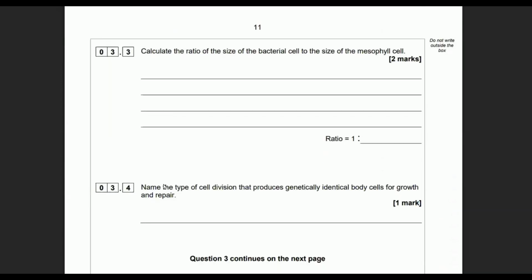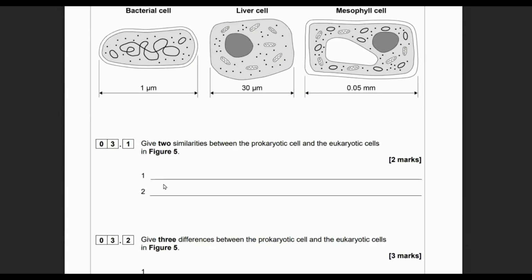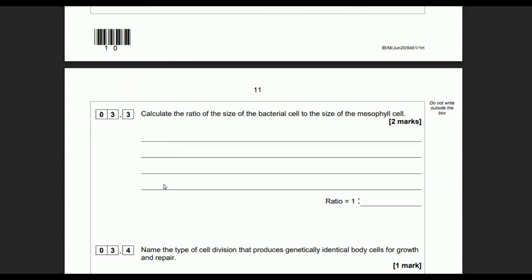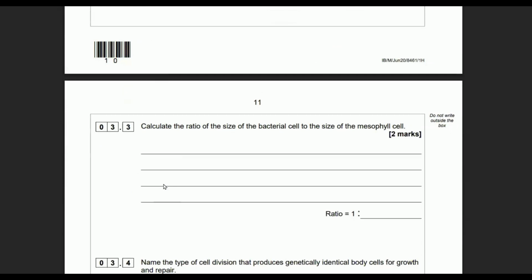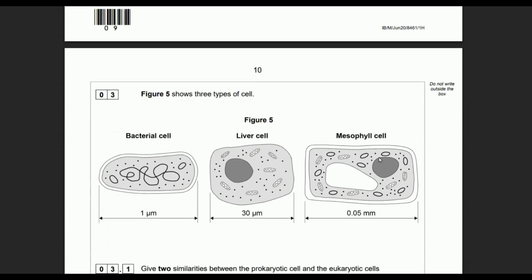3.3, calculate the ratio of the size of the bacterial cell to the mesophyll cell. So we want to do the ratio of the two cells. So the ratio is 1 for the bacterial cell. What is the mesophyll cell? Generally, plant cells are eukaryotic cells. They're going to be quite a bit bigger. First thing I need to do is study this. Say that's in micrometers, that's in millimeters.